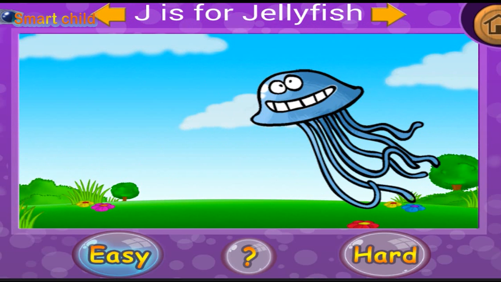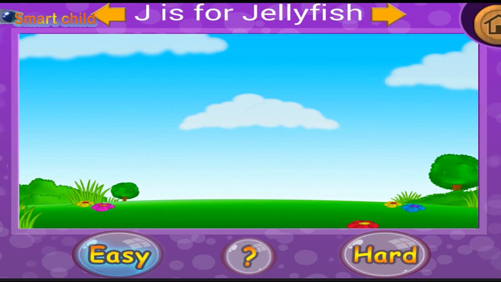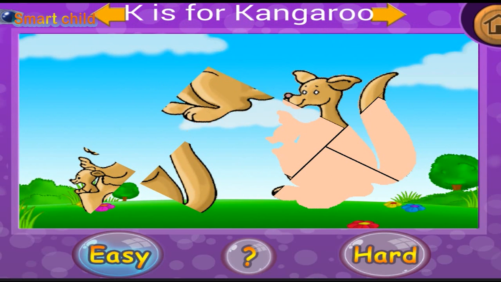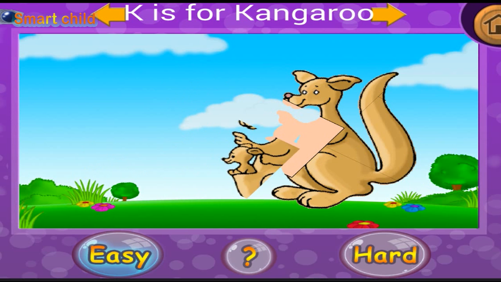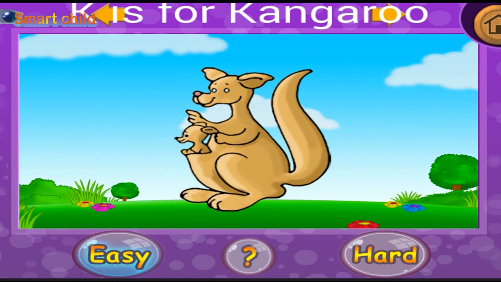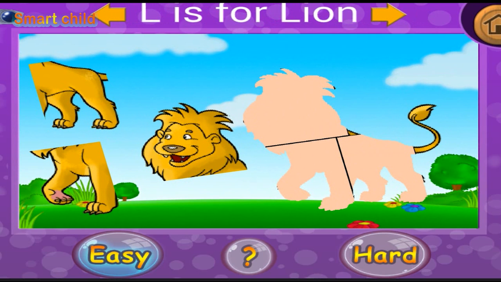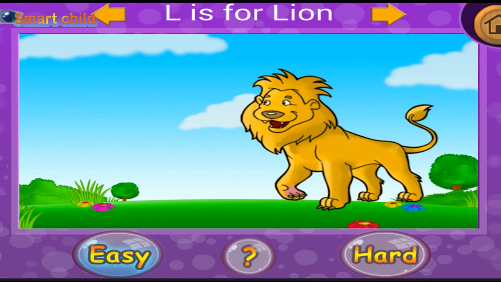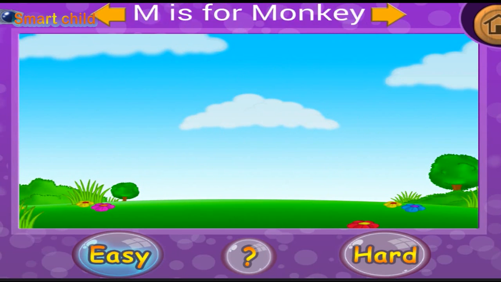J is for jellyfish. Excellent. J is for jellyfish. K is for kangaroo. Right. K is for kangaroo. L is for lion. Wonderful. L is for lion.